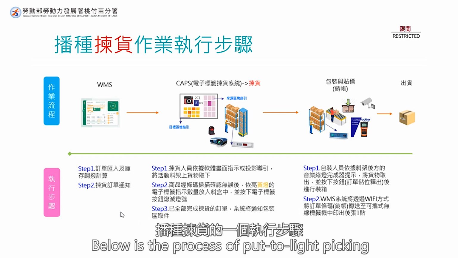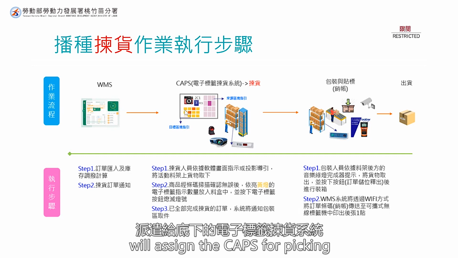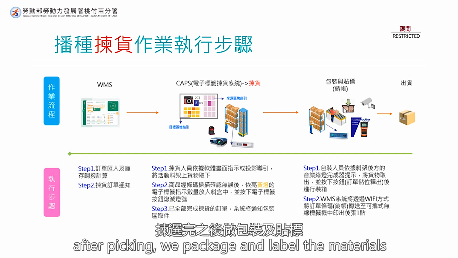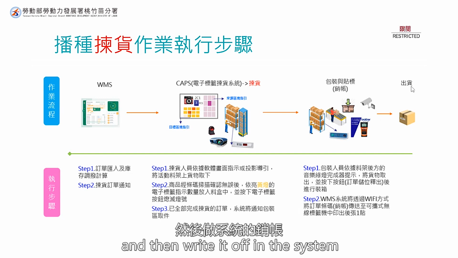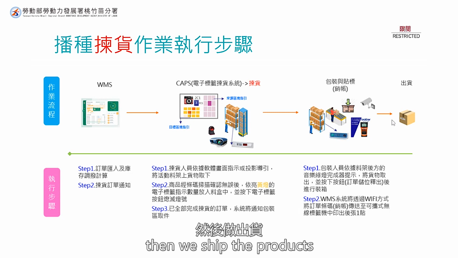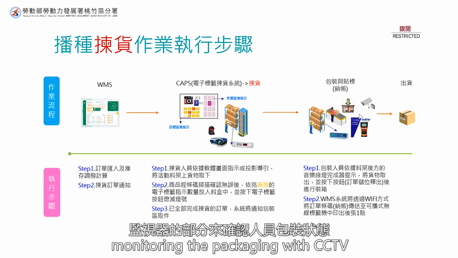Below is the process of put-to-light picking. WMS will assign the CAPS for picking. The staff will pick the materials needed. After picking, we package and label the materials, and then write it off in the system. Here, we perform quality control of materials, and then we ship the products. In the process, we will be monitoring the packaging with CCTV.